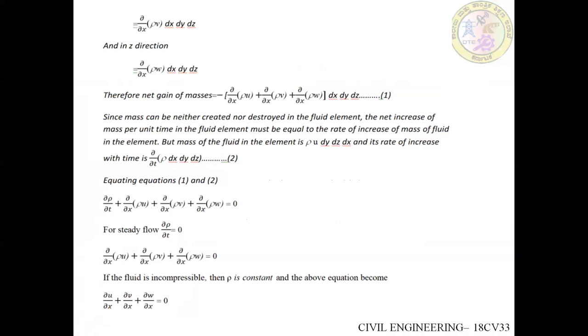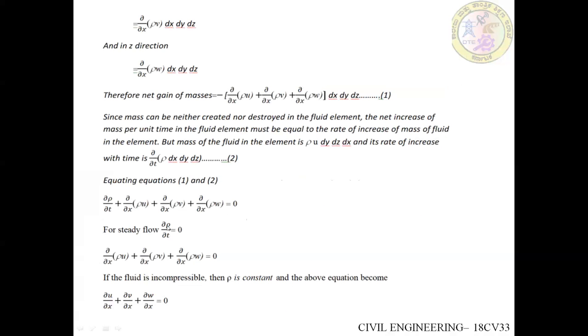But the mass of fluid in the element is rho dx dy dz, and its rate of increase with time we can write as dou by dou t of rho dx dy dz. Call it equation number 2. By equating equation 1 and 2, this is the equation we will get.